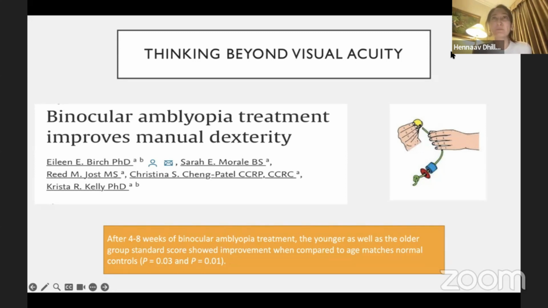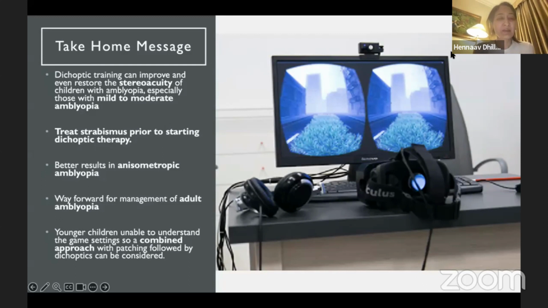And children who have been playing video games with both hands have been seen to be more ambidextrous after 4 to 8 weeks of binocular amblyopia therapy in the younger as well as older age group, which when compared to age-matched controls was statistically significant. So I would like to conclude by saying that dichoptic training can improve and even restore stereo acuity in children with amblyopia, especially those with mild to moderate amblyopia.